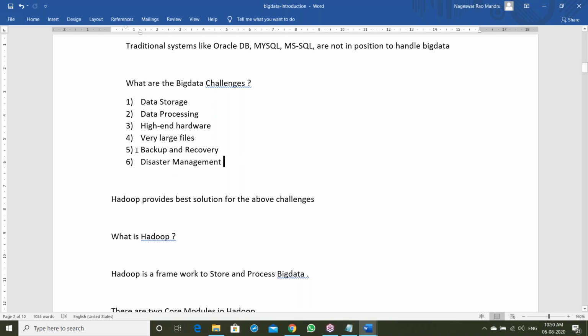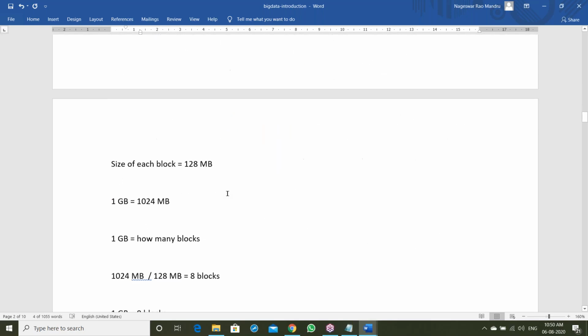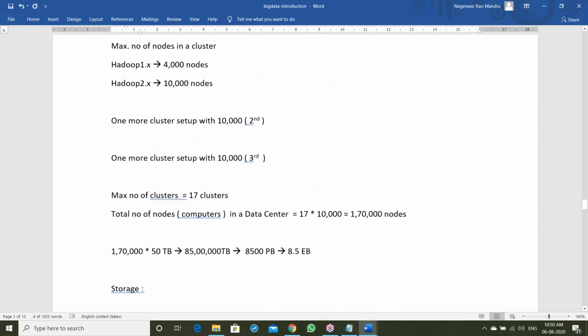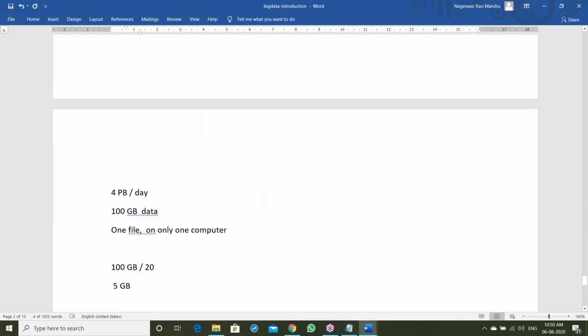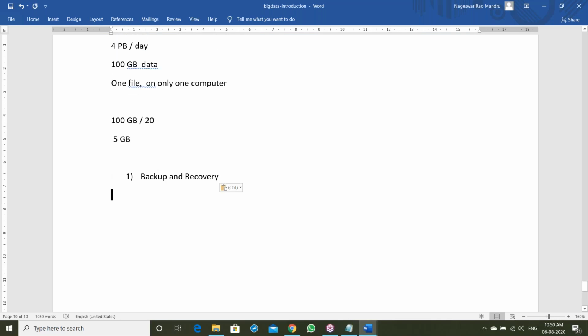Fine. Next, backup and recovery. Interesting topic. Here also we will see traditional systems versus Hadoop. So what is backup and recovery? Let us see the backup and recovery task here.